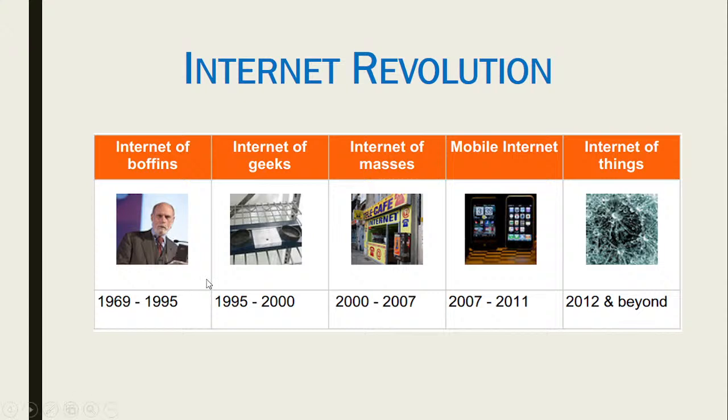Here, one thing you can trace from the early era through the internet of geeks to the internet of masses is the number of devices connected. How many machines are connected here? In 1969 to 1995, the internet of boffins, the number of devices was very limited, because only certain colleges were connected, and computing equipment was very expensive at that time. PCs mostly didn't exist in the 60s or 70s. You had to use mainframes. So computers were very expensive, and the number of devices connected was very limited. Only purely business-based businesses would use computers.